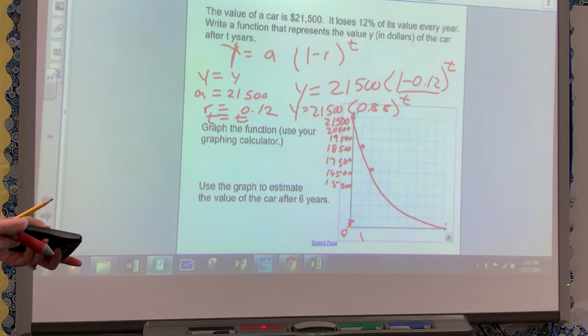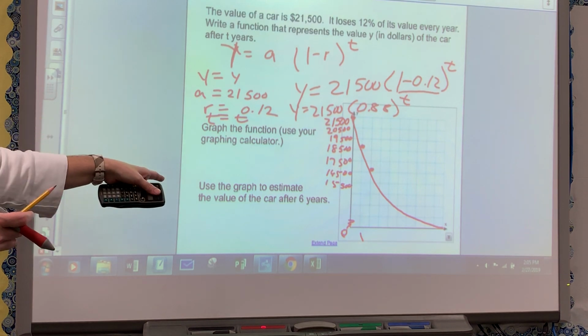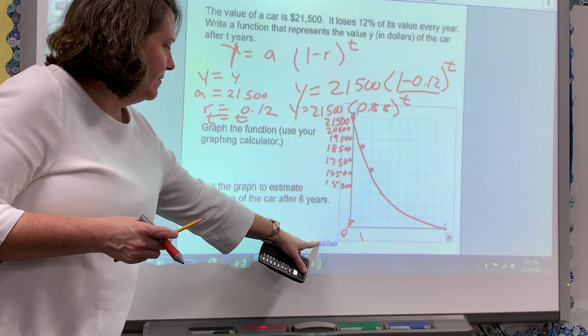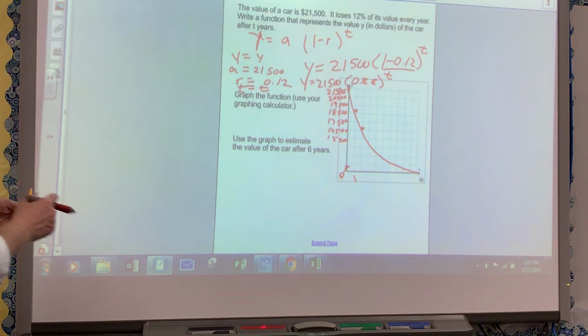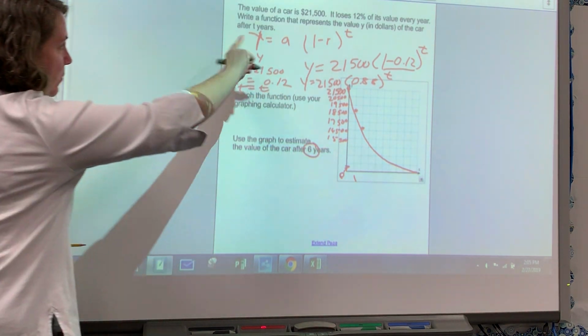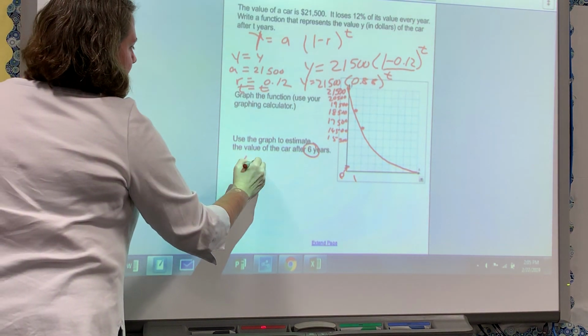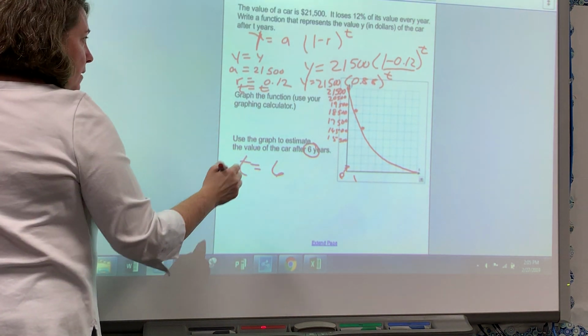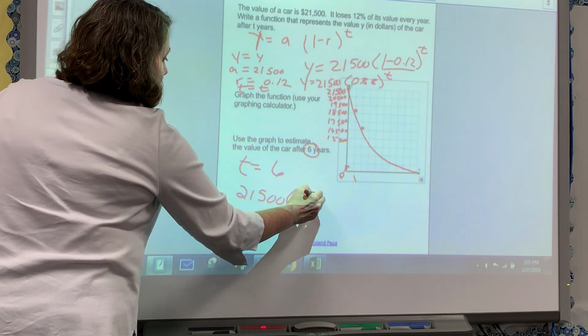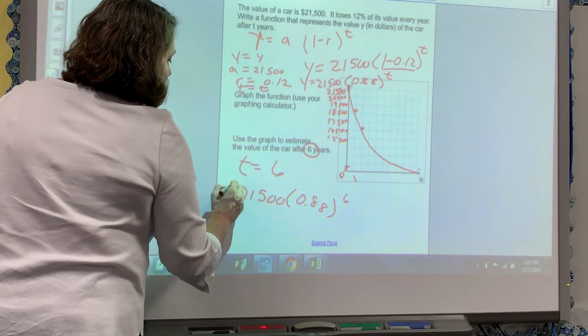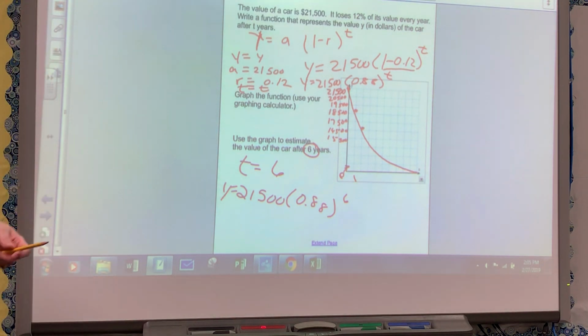Now, I'm not going to use the graph to estimate my value after 6 years. You can. Let's do it exact. So if it's 6 years, which one of my variables is that? T. T equals 6. So 21,500 parentheses 0.88 raised to the 6th power is going to give me my value. $9,984.